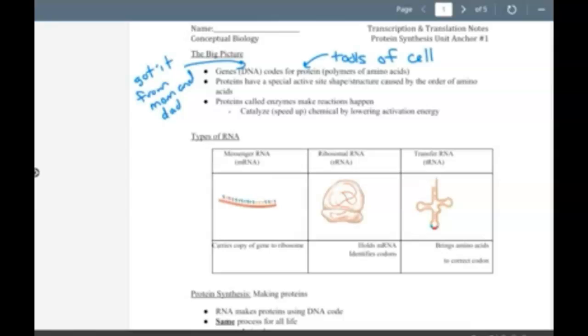Remember this graph? We'll just jot this down. Maybe this will be a good trigger for us. Without an enzyme, with an enzyme.